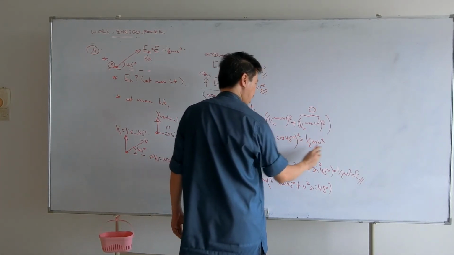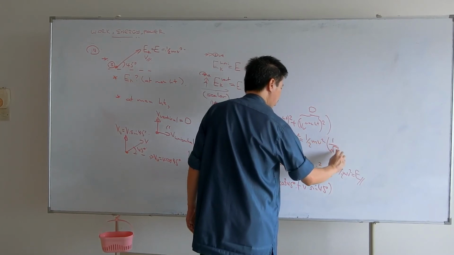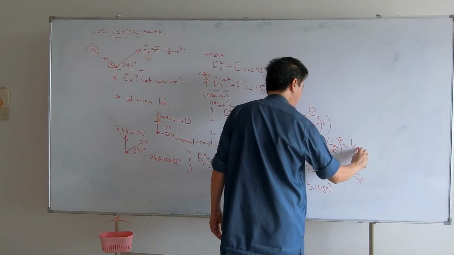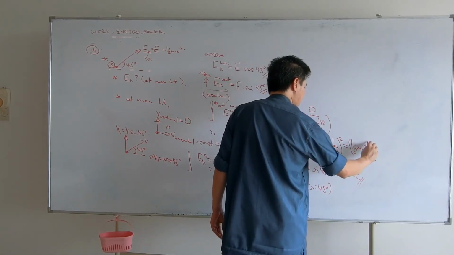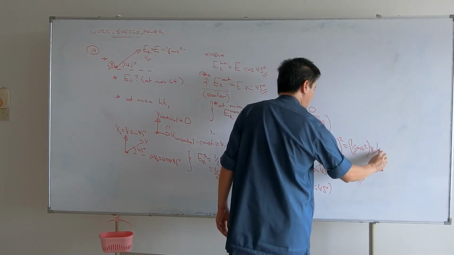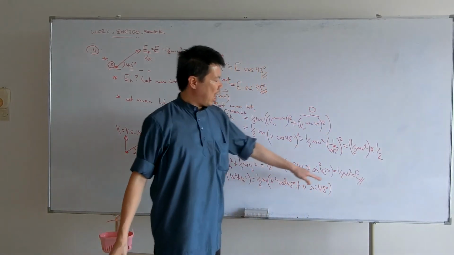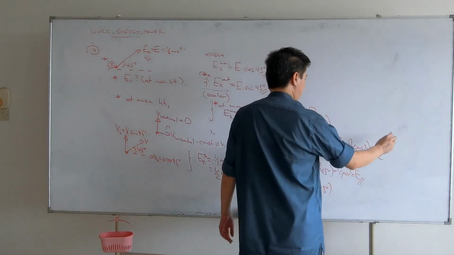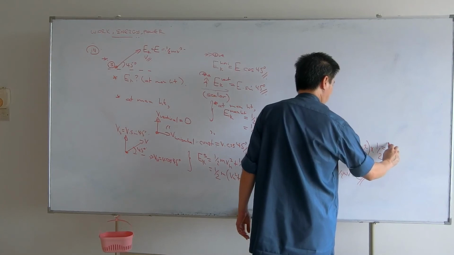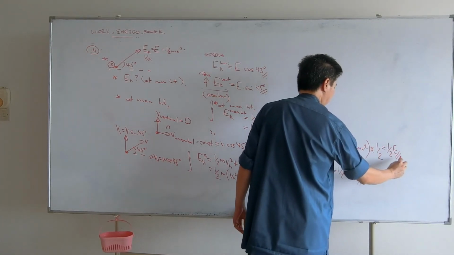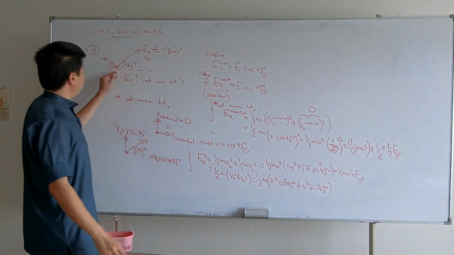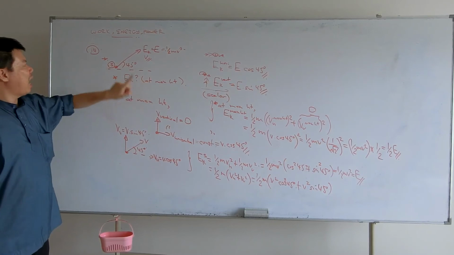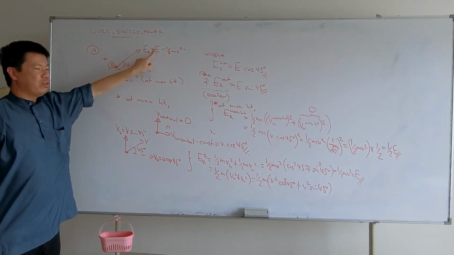Cos 45, you check it out, is actually 1 over root 2, squared, which becomes half mv squared times 1 over 2. But what is half mv squared? It is E. Therefore, you got half E. At 45 degrees, when you're at maximum height, your new EK is half of the original E.